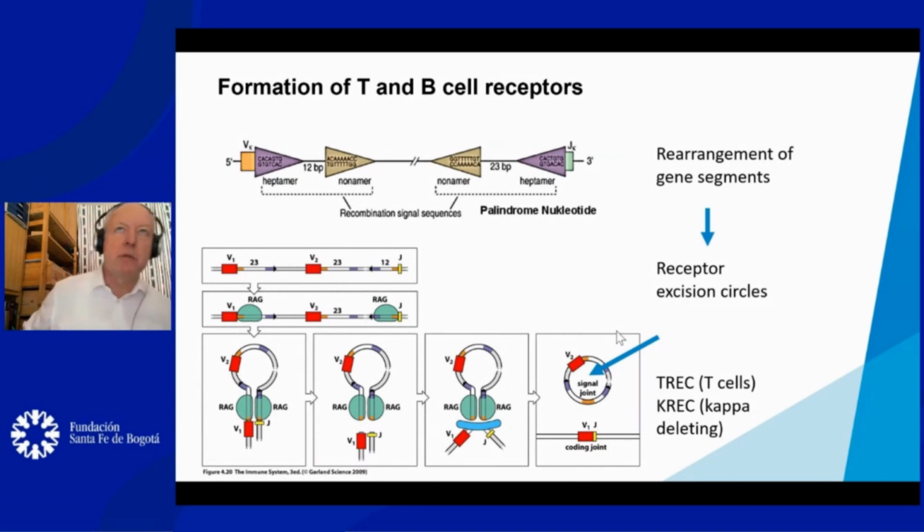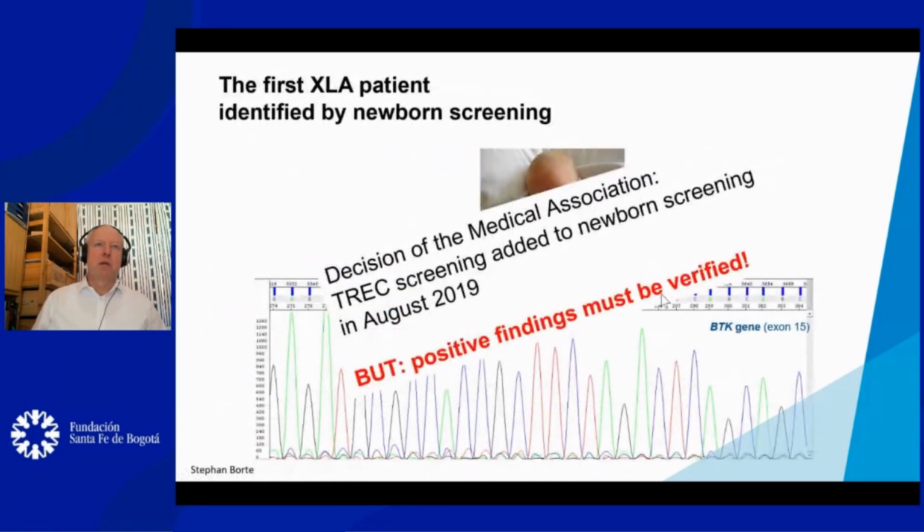To screen newborns for these primary immunodeficiencies, we use a technology to analyze the rearrangement of gene segments for T and B cell receptors, TRECs and KRECs. As you probably know, the genes for immune receptors are not encoded in the genes as a whole sequence, but they are rearranged out of gene segments. And during this formation, excision circles are cut out of the genes, and these circles can be detected by a PCR. And in Germany, this newborn screening was added to the general screening of newborns in 2019.